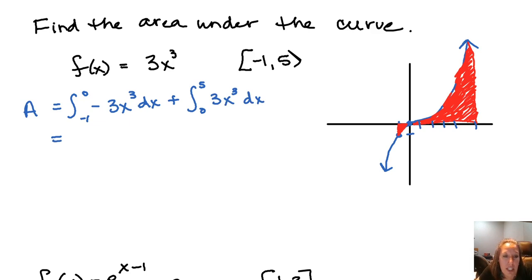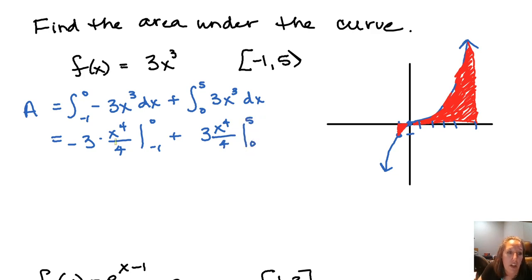All right, so if we take the antiderivative of 3x cubed, that's going to be 3 times x to the 4th over 4, evaluated from -1 to 0, plus 3x cubed, again, is going to give us 3 times x to the 4th over 4. This time it's evaluated from 0 to 5. Remember, we've got that negative multiplied by the part that is below the x-axis.